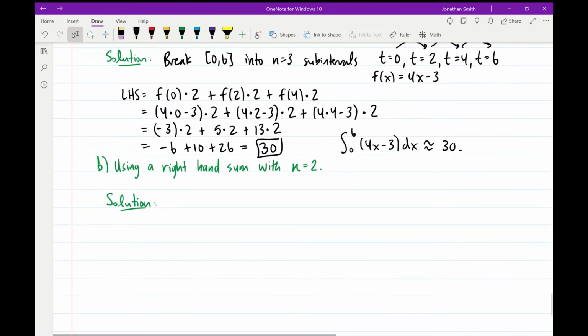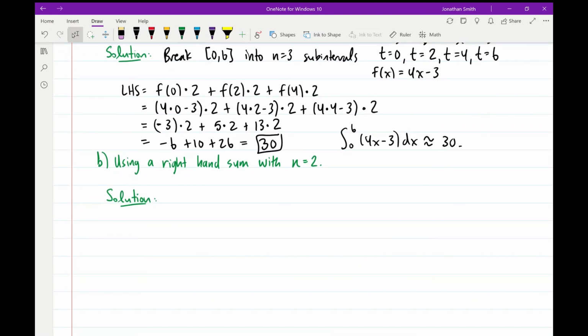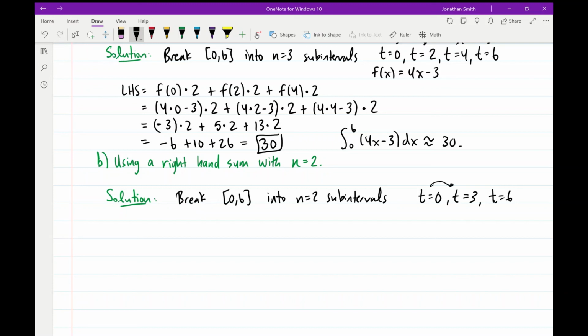Okay, we can approximate it in a different way too. This time let's do a right-hand sum with n equals 2. So we'll break this interval from 0 to 6 into n equals 2 subintervals. So this time we're looking at t equals 0, t equals 3, and t equals 6, because this will break up that big interval into just 2 subintervals of equal length, 3 in this case.